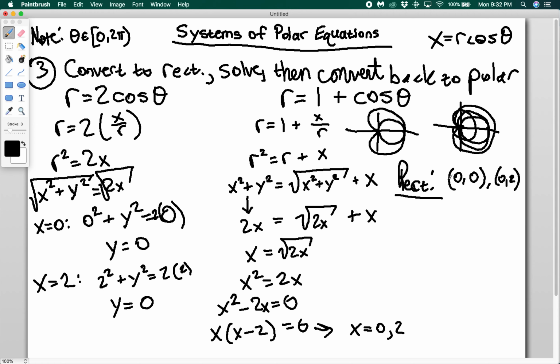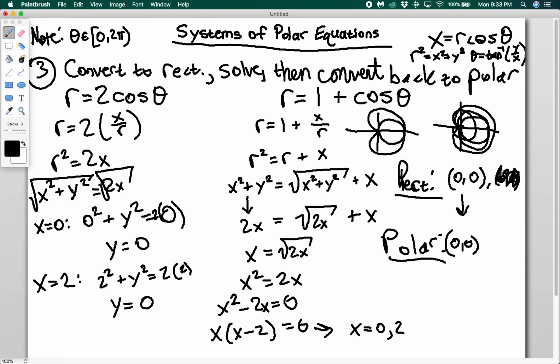If I want to convert this to polar, normally you'd have to take this and plug it back in, right? Because we want to convert to polar, we have to say, I know that r squared equals x squared plus y squared, and I know that theta equals the arctan of y over x. But in this case, it's a lot easier than that. (0, 0) in polar is simply (0, 0). And (2, 0), oh man, I'm sorry, I had that wrong. So in polar, this is going to be 2, and the angle is 0.